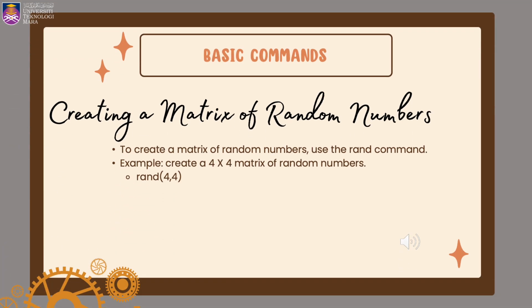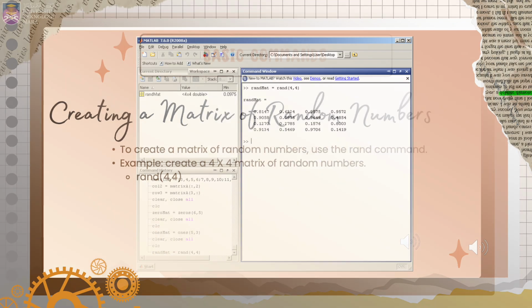Now let's explore how to create a matrix of random numbers. The rand(4,4) command generates a 4 times 4 matrix of random values between 0 and 1. So this is very useful for simulations or testing purposes.